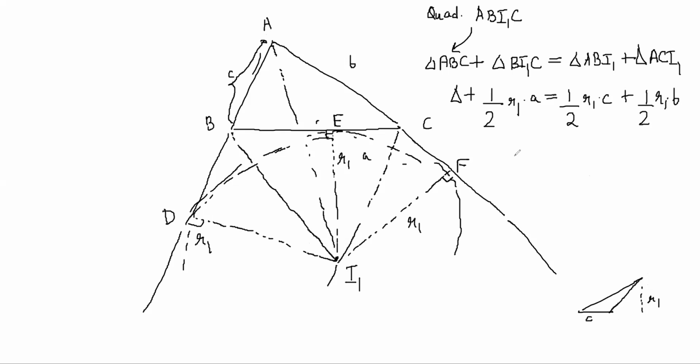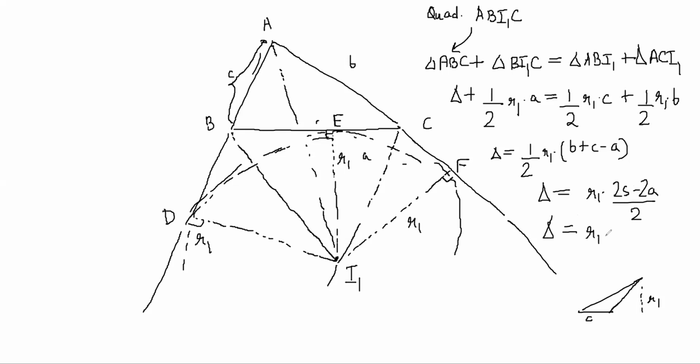So then easily now you're getting half R1 common. This is B plus C minus A, right? So delta is equal to R1 into B plus C minus A, which can be written as 2S minus 2A by 2. So delta is equal to R1 into S minus A, right? So therefore R1 is coming as delta by S minus A, right? You're getting that, right?